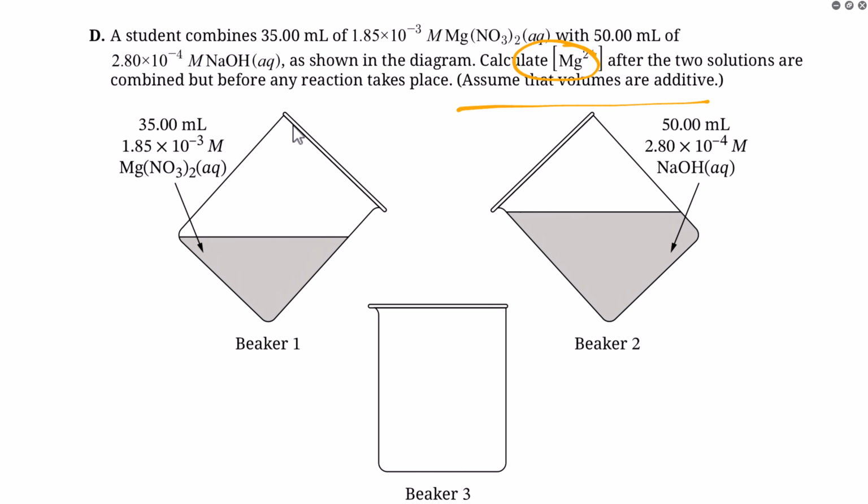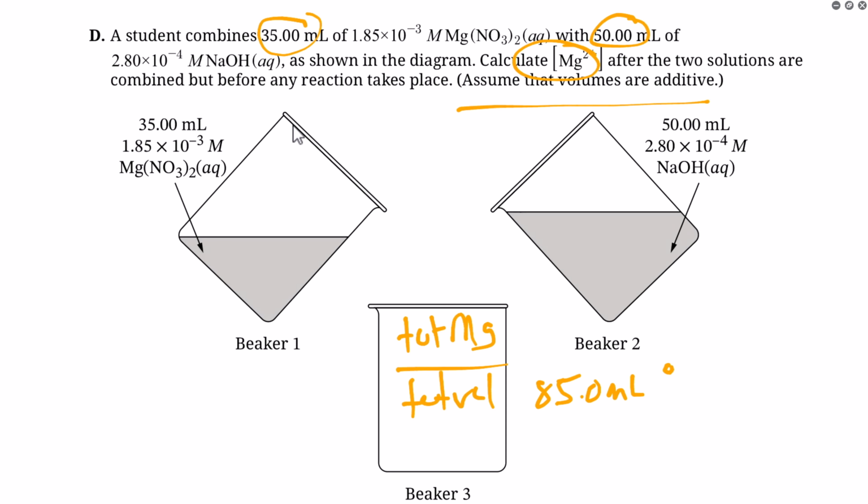So in order to actually calculate the concentration of magnesium after the solution has been added, we need to know two pieces of information. We need to know the total number of moles of magnesium over the total volume of the solution. So if we're adding 50 milliliters of solution with 35 milliliters, we know our total volume is going to be 85.0 milliliters, or, because we're asked to calculate the concentration, 0.085 liters.